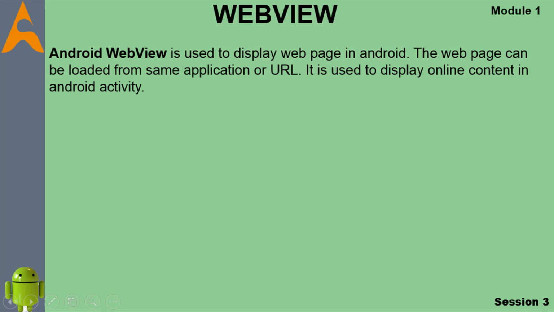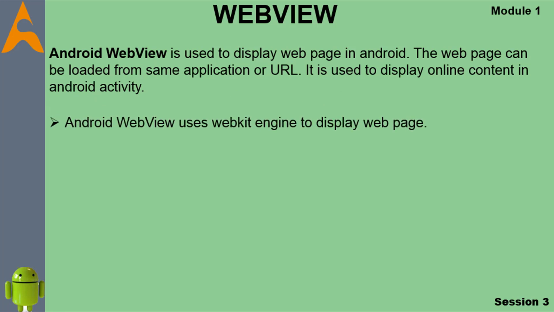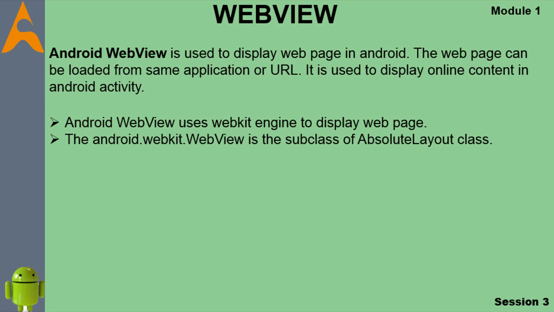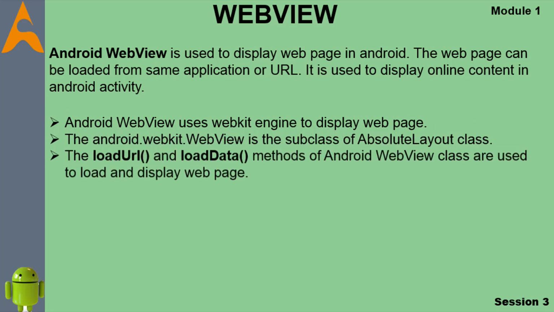Let's talk about Android Web View. Android Web View is used to display web page in Android. The web page can be loaded from the same application or URL. It is used to display online content in an Android activity. Android Web View uses the WebKit engine to display web page. The android.webkit.WebView is the subclass of AbsoluteLayout class. The loadUrl and loadData methods of the Android Web View class are used to load and display web page.